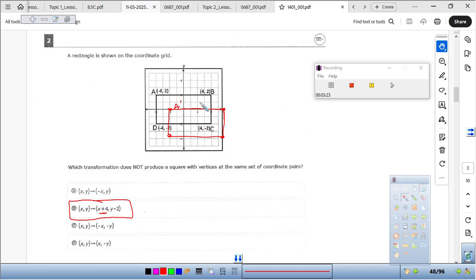See, this one would be A prime. This would be B prime, C prime, and D prime. It's just basically move it to the right or left. Very good question here. Okay. Translation, you can identify translation. Translations are the ones that have the plus and the minuses. I have an X plus 4 right there and an X minus, Y minus 2.